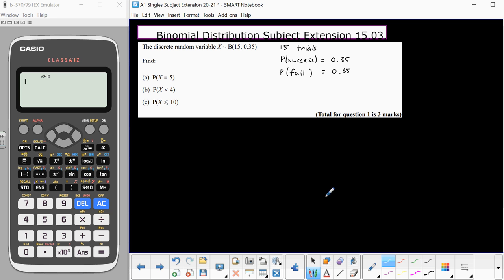So now we get into the calculation itself. What's the probability that x equals 5? So we're saying here, what's the probability, that's part A, that the number of successes is equal to 5. That's what we're interested in, 5 successes. Now, if there are 15 trials, I'm just going to break this apart a little bit. That means we're looking for 5 successes, but that means that there will be 10 fails, because we are still doing the 15 trials.